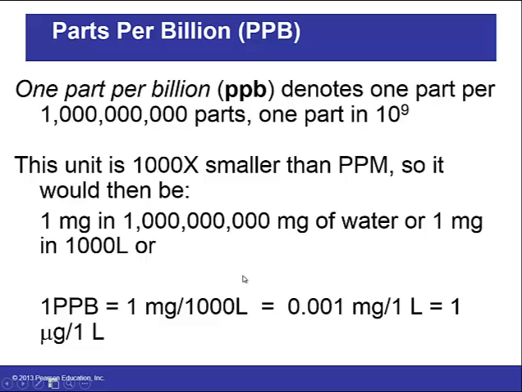1 part per billion, on the other hand, is going to denote that you've got 1 part per 1 billion parts of the other substance. So 1 part toxin, again, to 1 billion parts of water. So this unit is 1,000 times smaller than our parts per million. So it would essentially be 1 milligram in 1 billion milligrams of water, or essentially 1 milligram in 1,000 liters. So our 1 part per billion is 1 milligram in 1,000 liters, or we can reduce that and say 0.001 milligrams in 1 liter. So parts per billion is smaller than parts per million.